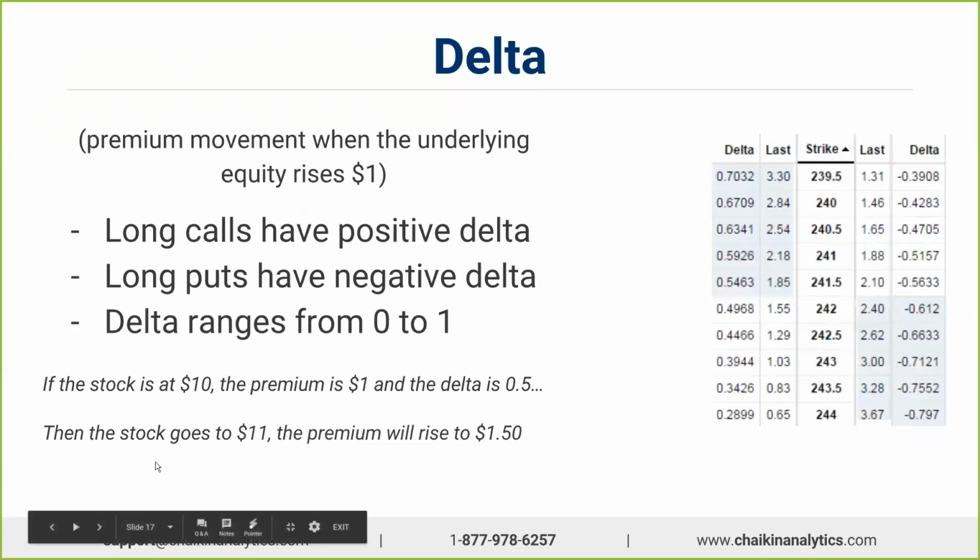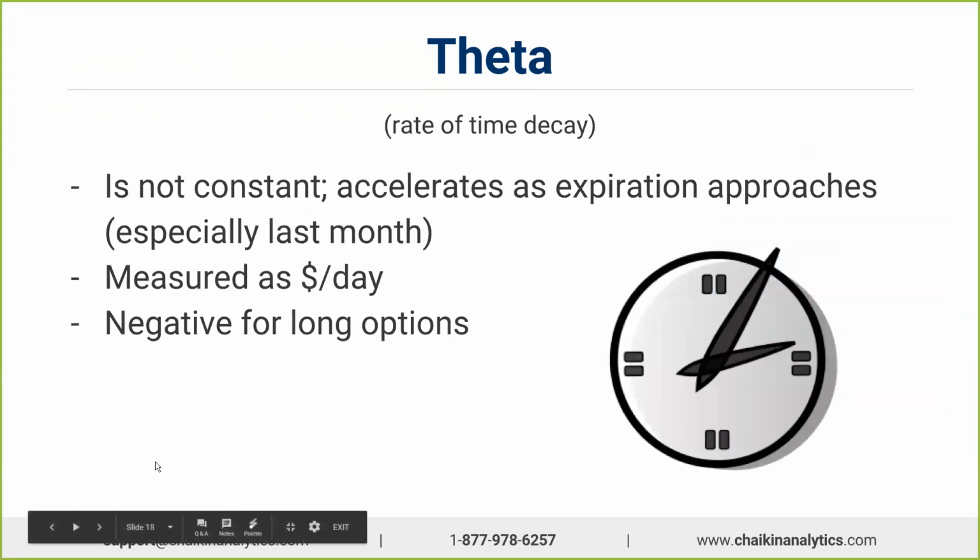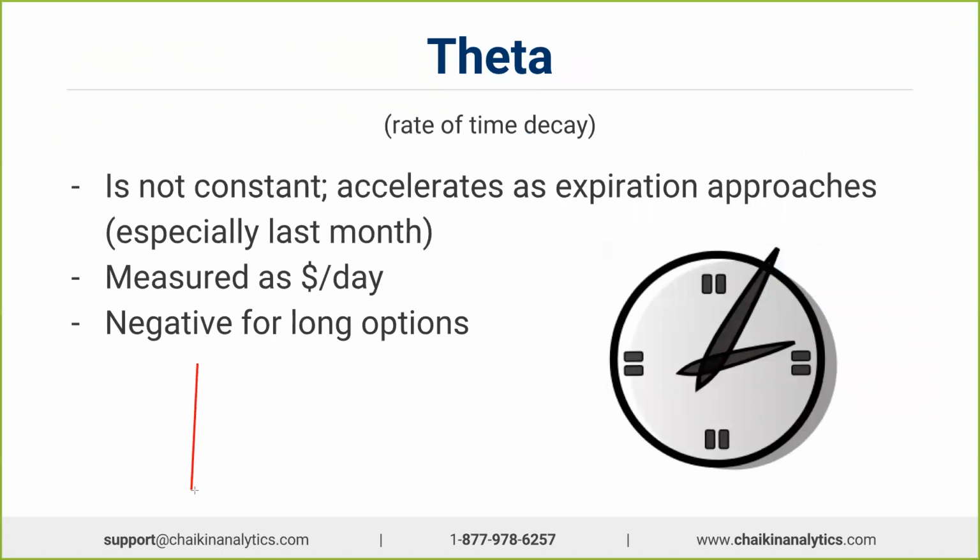All right, so that's delta. Theta. Theta is not a constant. Theta is your rate of time decay. It's measured in dollars per day. And every day, options lose value. They have a time decay in them. The extrinsic value is subject to time decay. Intrinsic value is not. Extrinsic value is subject to time decay. But it is not a straight line.